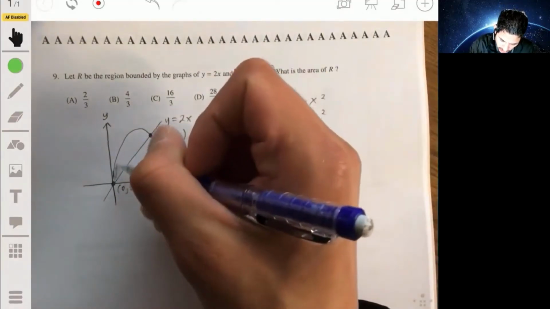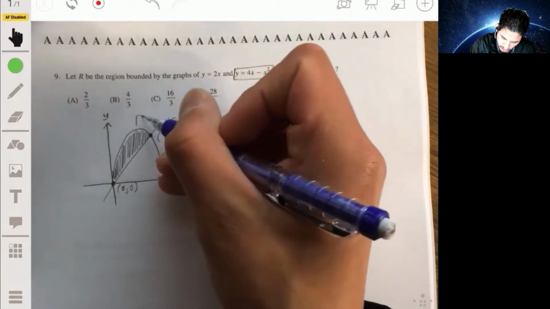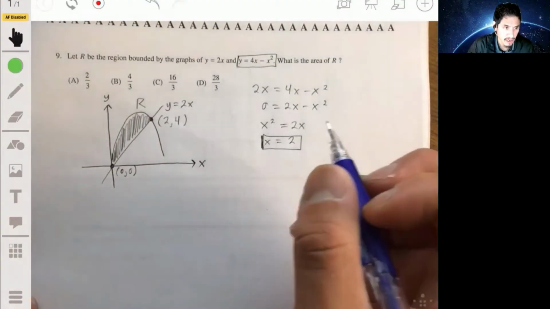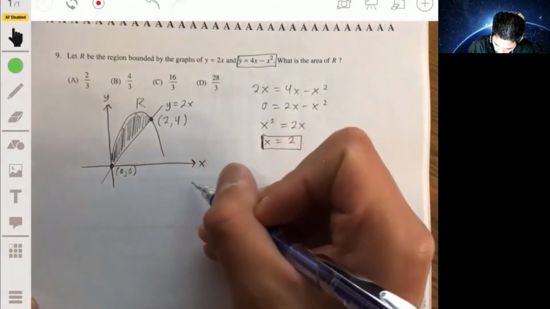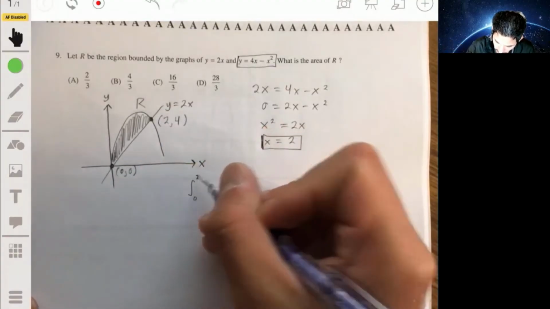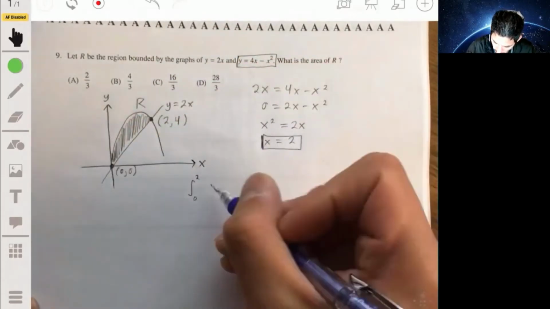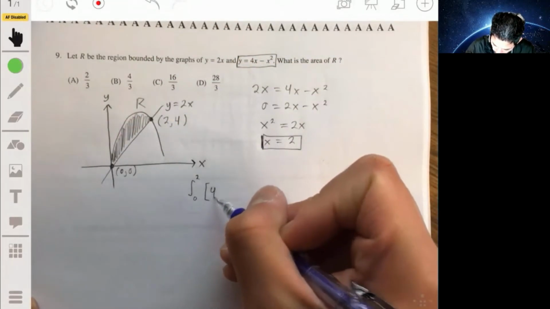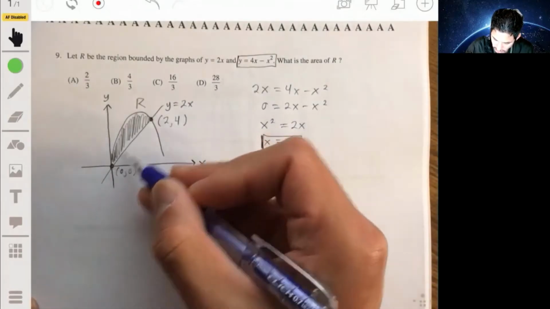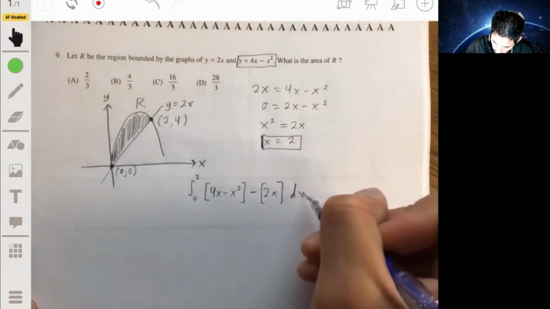Anyways, the region bounded is going to be here. This will be our region R. So we're going to write the area of R as the integral from 0 to 2, and the top function, which is the parabola, 4x minus x squared, minus the bottom function, which will be 2x. Top minus bottom.